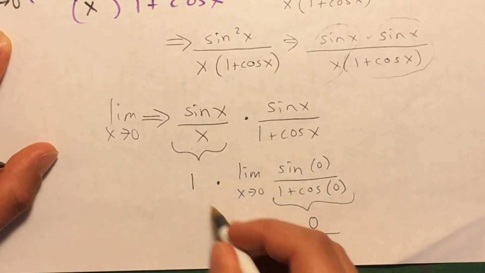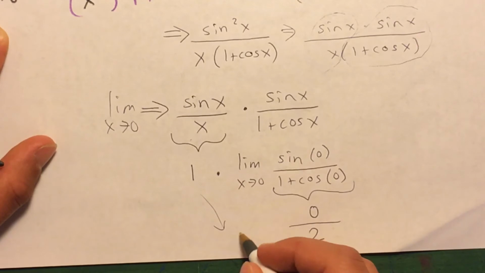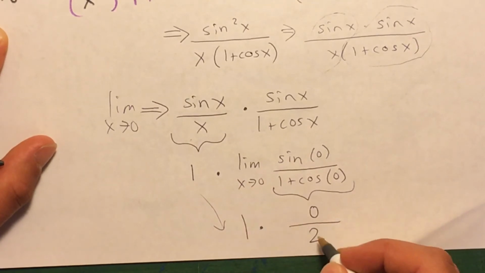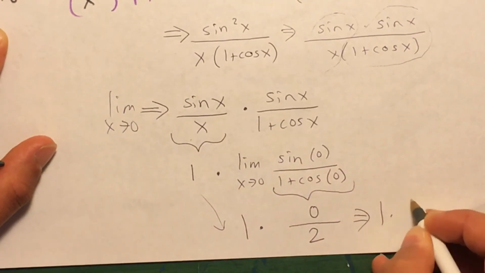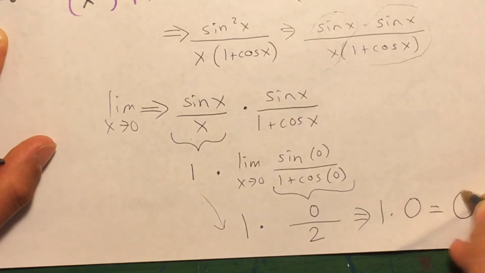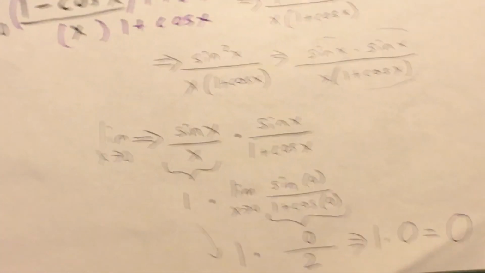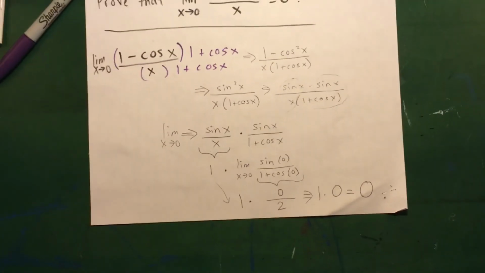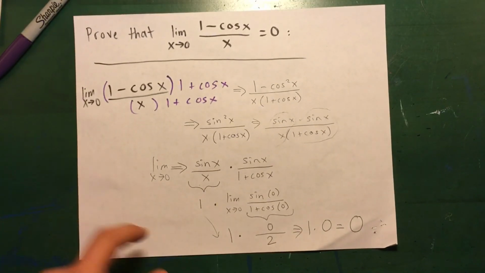So basically what we have right here is 1 times 0 over 2, or 1 times 0, which is equal to 0. And that is your proof that the limit of (1 minus cosine of x) over x is equal to 0.